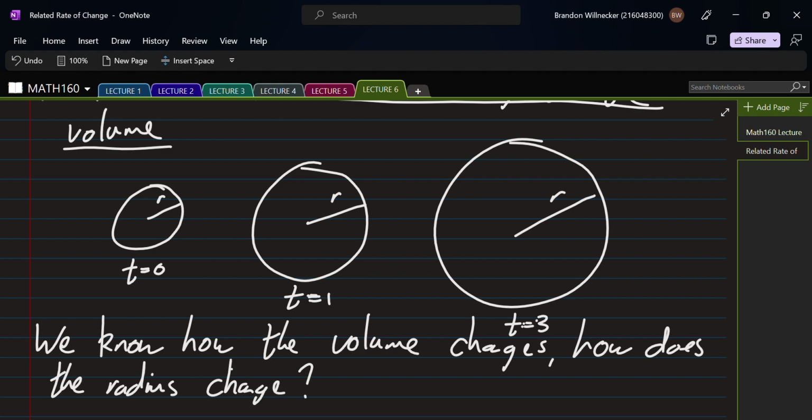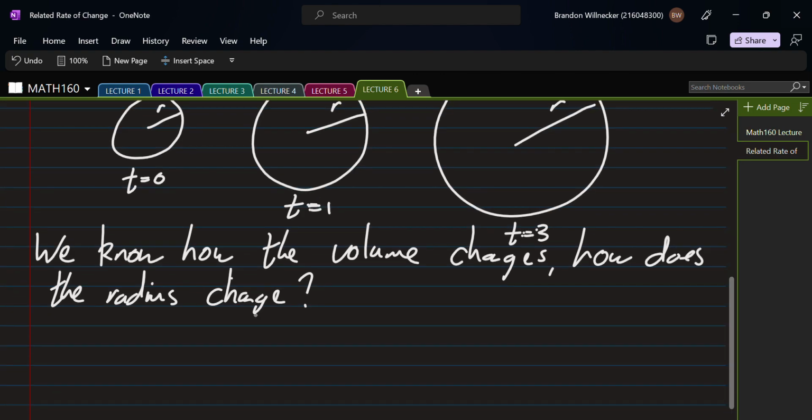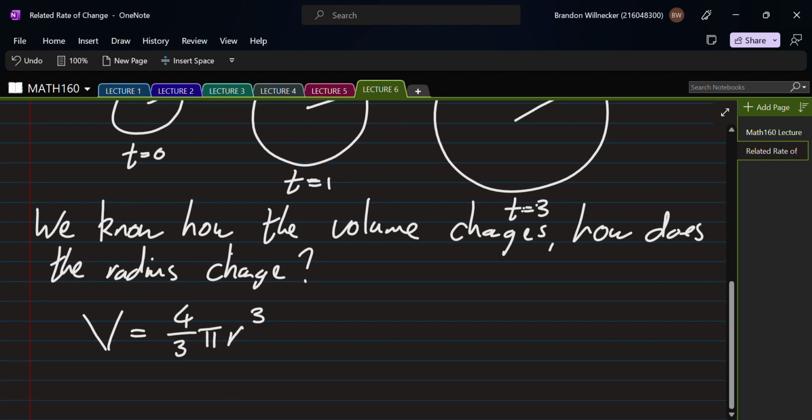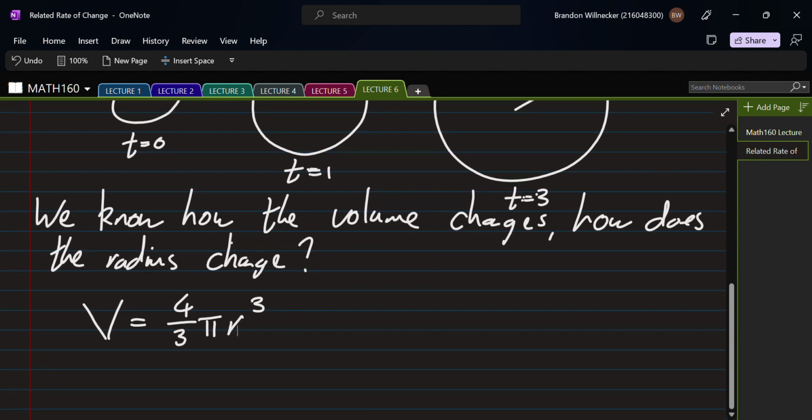So this is what we mean by related rates of change. We know the rate of change of one thing. How does that affect the other thing? Let's start off with what connects the two. If we know the volume and we want to find how the radius changes, what connects the volume and the radius? Well, that is the formula for the volume of a sphere. So V is going to be 4 over 3 pi r cubed. Now, V and r are not constants in this case. They both depend on time, because as this balloon inflates, the volume is going to change in time as well as the radius.